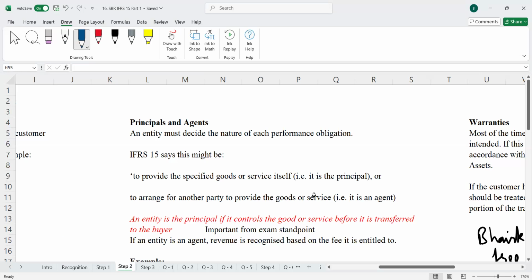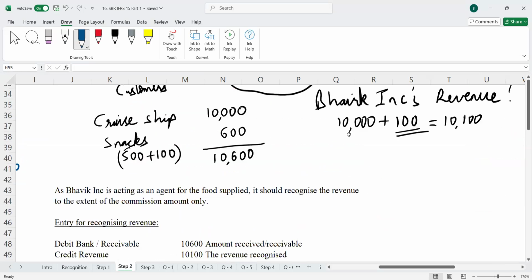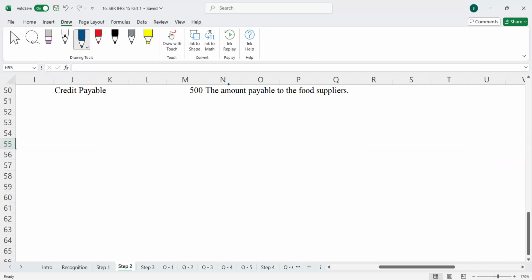Okay. Now the question over here is, in case of principal and agent, how do we recognize revenue? How do we recognize revenue in case of a principal and an agent? Now let us understand. I am here, standing here.